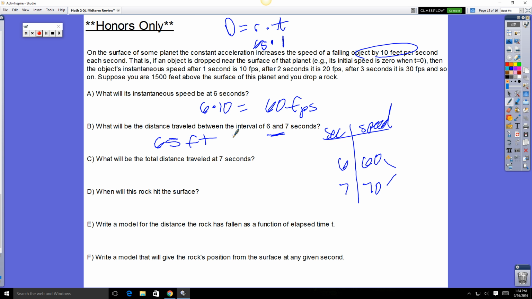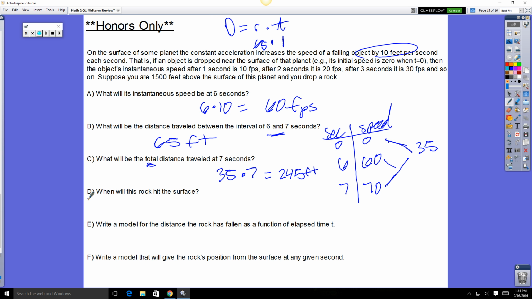Now, what will the total distance be? That is the interval of 0 to 7, so I'm going to go clear back to 0. At 0, the speed is 0, and the average of 0 and 7 is 35. So for my speed, I'm going to use 35, and for my time, I am going to use 7. So 35 times 7 is a total of 245 feet.